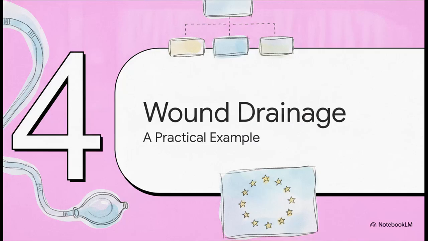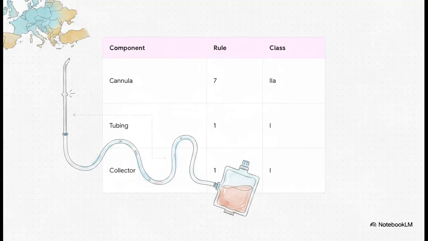Let's see how this actually works in Section 4, the wound drainage example. This brilliantly illustrates how a single system can have components with totally different classifications. Imagine a simple wound drainage system used for short-term duration. You've basically got three parts. First, the cannula. It's a surgically invasive device meant to reach a wound site to drain a cavity. According to Rule 7, that's Class 2A.